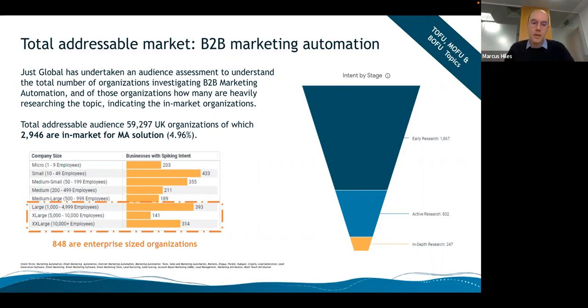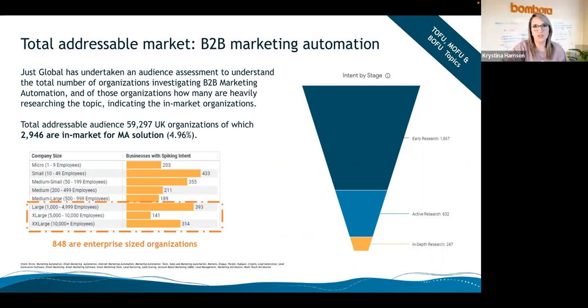And when we dissect that data, you can clearly see in the breakdown there where those companies sit within the different buyer journey stages, whether they're doing early research into this or quite in-depth research into this particular offering. And you can break it down even further into the size of the organizations, for example. And you can see here, we've got about 850 that are enterprise companies. That's the market that we were going after for this specific campaign. So it gives a really good footing for the planning side of the program.